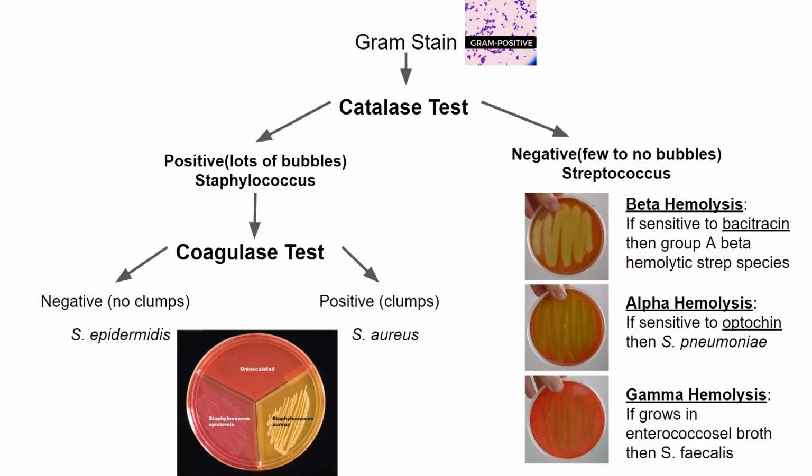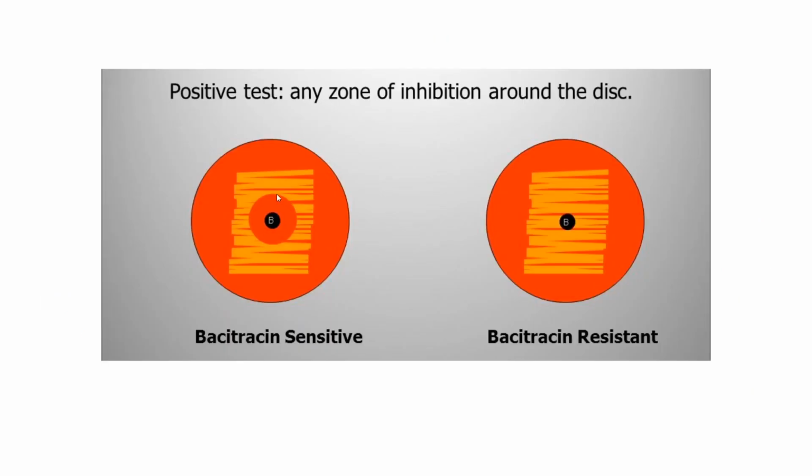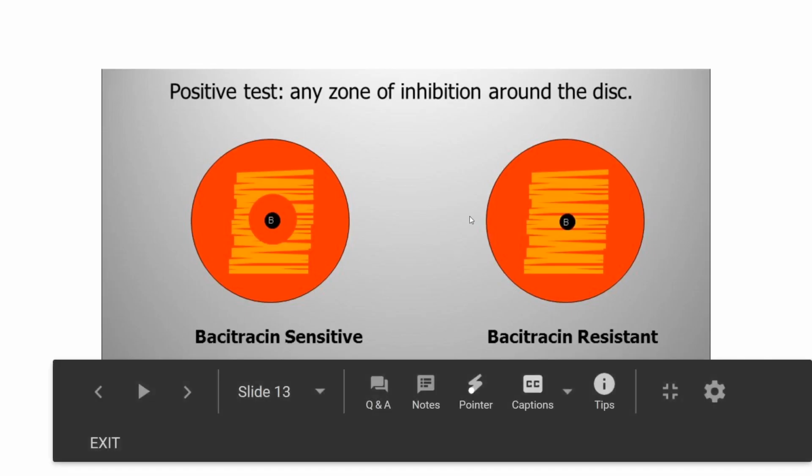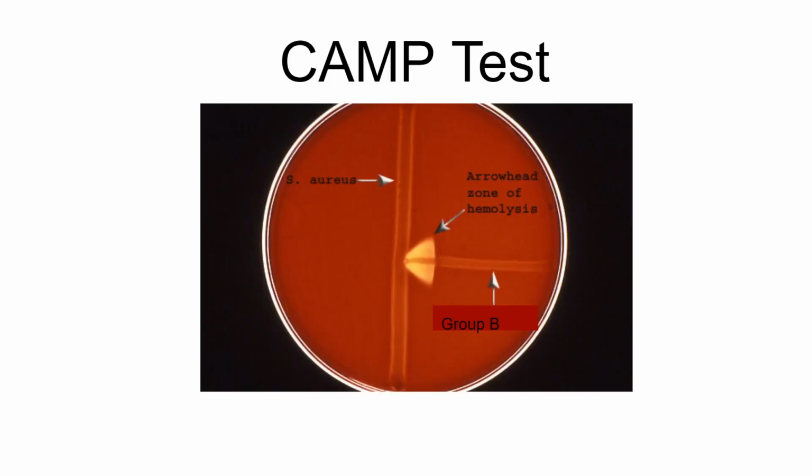Beta hemolysis is actually exhibited by several strep species, and we group them into different groups like group A strep, group B strep, and so on. To test if we have group A, we test for antibiotic sensitivity to bacitracin. A zone of inhibition around the antibiotic disc would confirm our identification to be group A Streptococcus species, in this case Streptococcus pyogenes. However, if there is no zone and it is not susceptible to bacitracin, then we could follow it up with a test called a CAMP test.